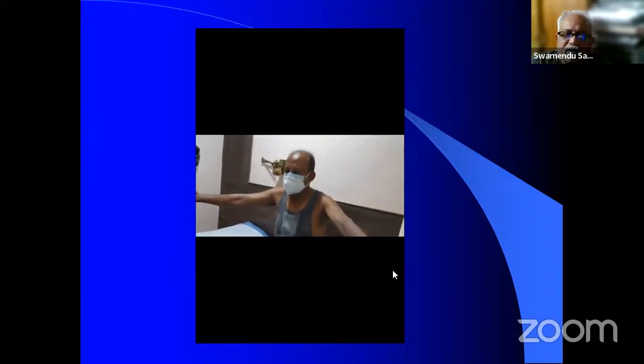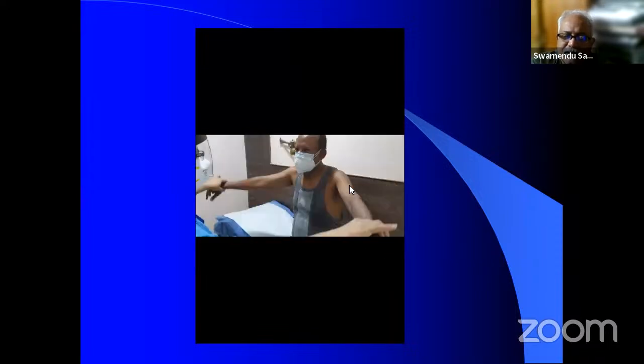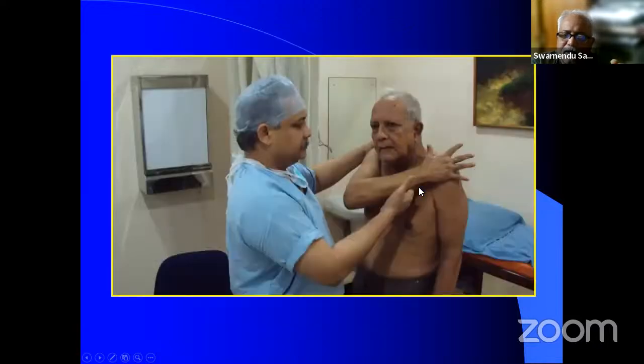How it is done is you have to abduct the arm in the scapular plane. As I told you that the pure abduction is never from the front way. So you have to be at the level of the scapular plane. This is the bear hug test, which is another test which you can do for the subscap. Classically, we do the belly press test or the Napoleon test.